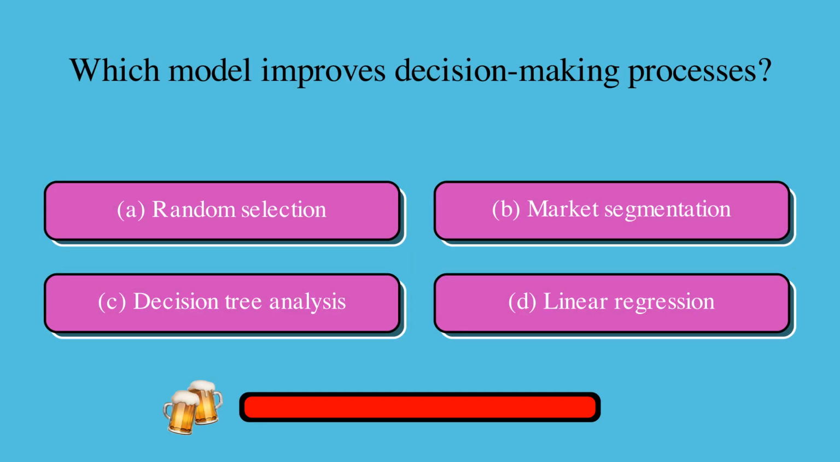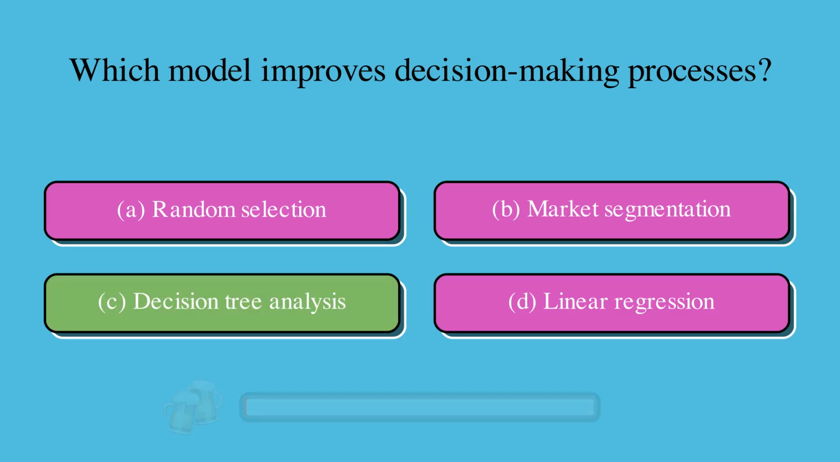Which model improves decision-making processes? Is it A, random selection, B, market segmentation, C, decision tree analysis, or D, linear regression? The correct answer is C, decision tree analysis.